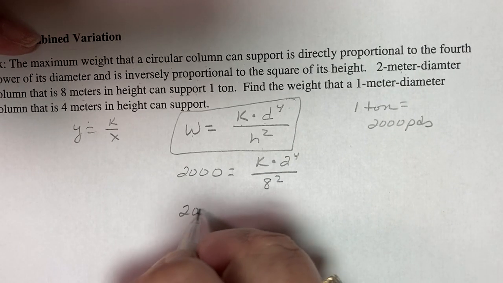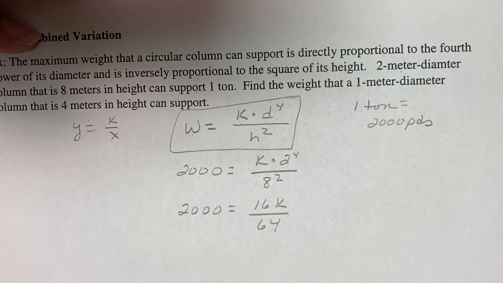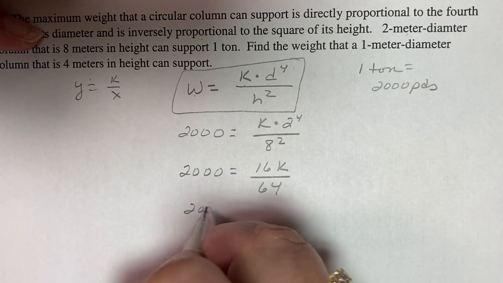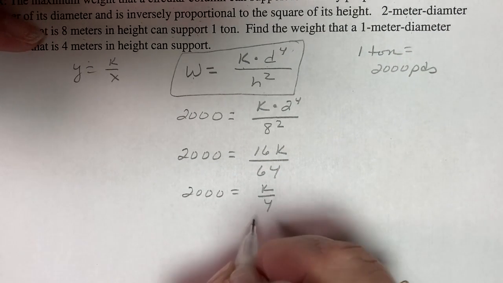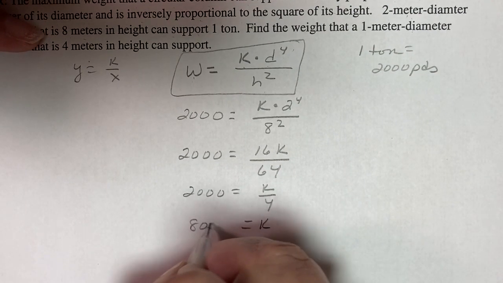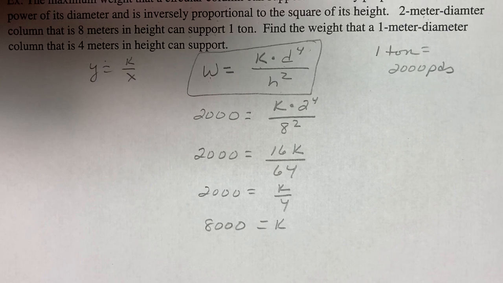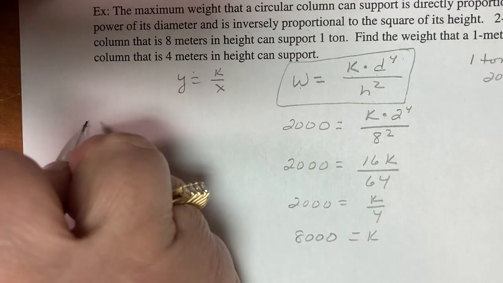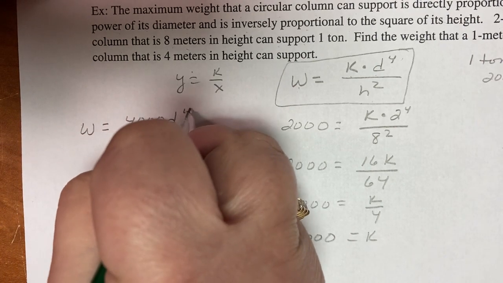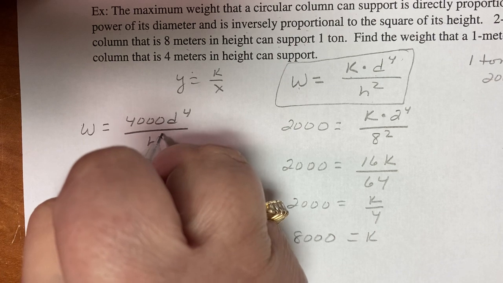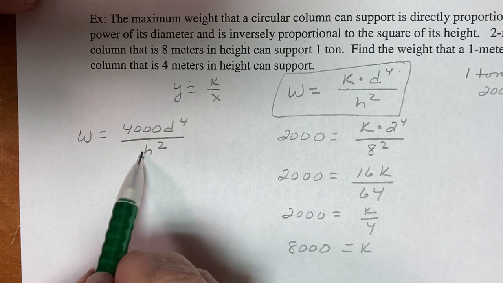So if I clean this up, it's going to be 2,000 is equal to 16k over 64. 2,000 is equal to, I can cancel that, and it's k over 4, which means my k is 8,000. So now that I have my k, let me plug it in. So it's going to be W is equal to 4,000 d to the fourth over h squared. Oh wait, I mean 8,000, so this is now my equation.